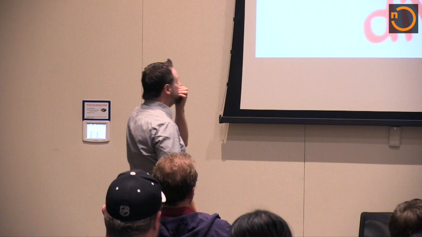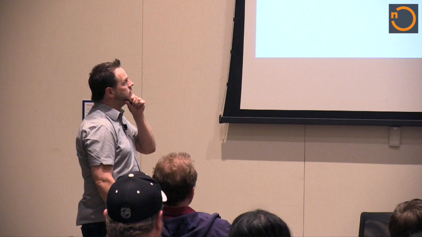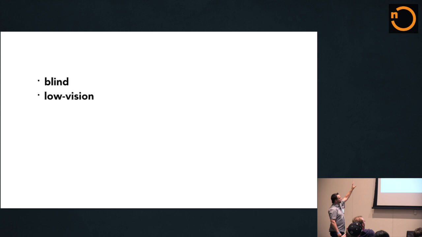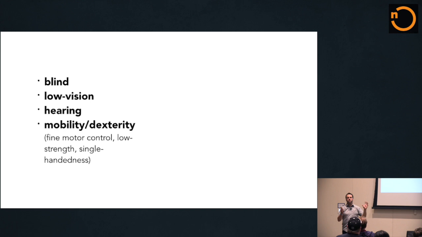Now, I'm going to give you a quick rundown of all the people that we talk about, and I made myself promise this. When we're talking about people with disabilities and accessibility, we're generally talking about people that are blind, that have low vision, that have some type of hearing impairment, a mobility or dexterity impairment, and that could be a lot of different things. It could be things like fine motor control, just having low strength, or maybe only having the use of one hand.